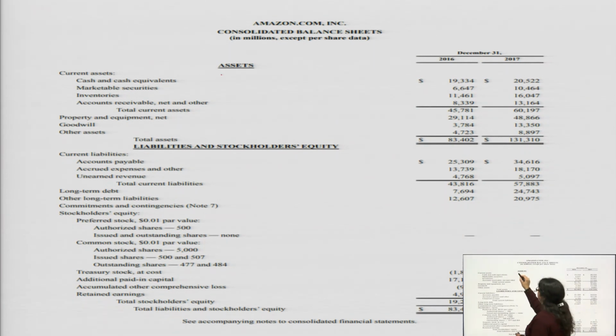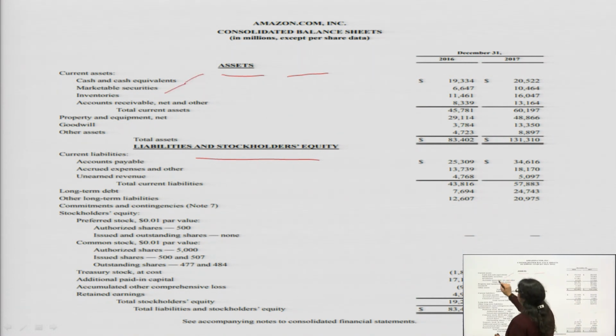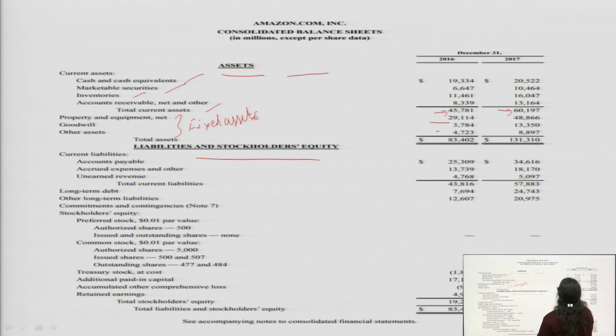Here, they have first written all the assets, the liabilities and the stockholders' equity. I suppose it would be very clear to you, because I have already explained this: your current assets, your cash and equivalents, marketable securities, inventories, account receivables, and your total current assets. And the property, this is your fixed asset. Then goodwill and other assets, and finally, it is our total asset.